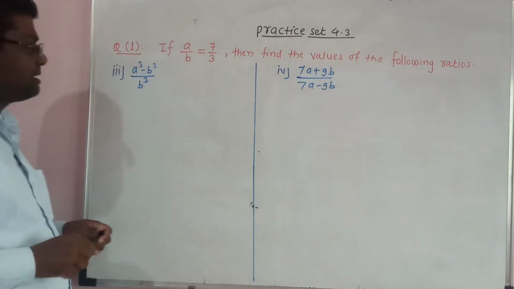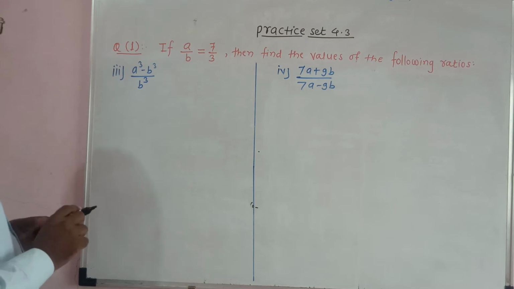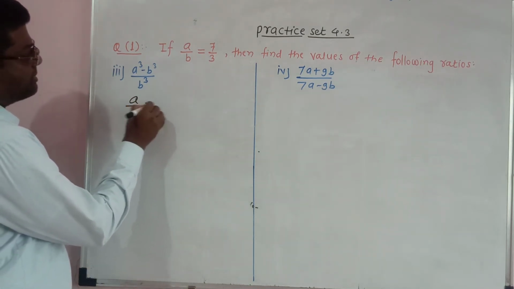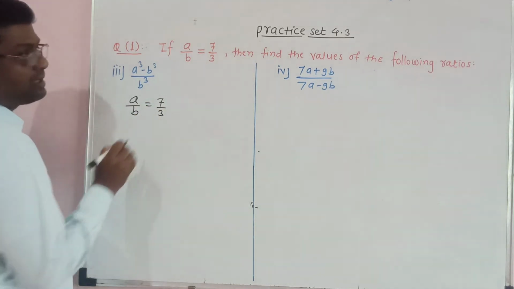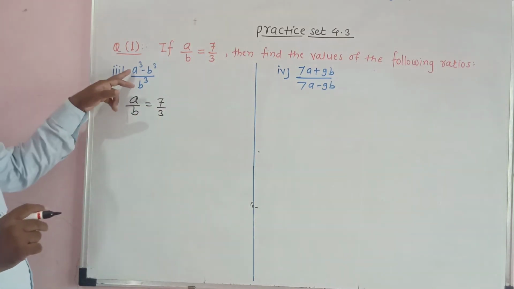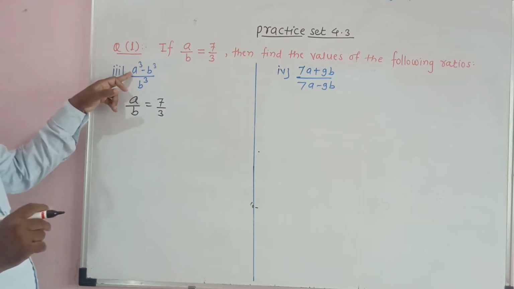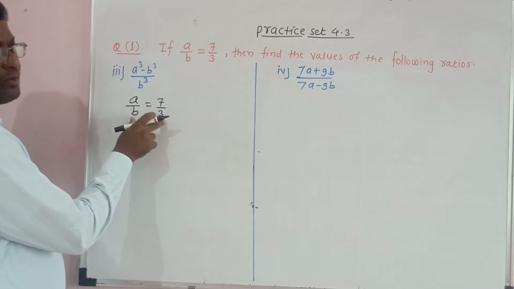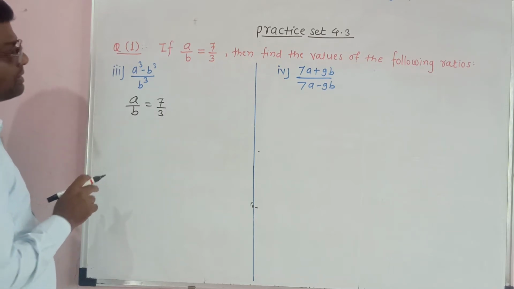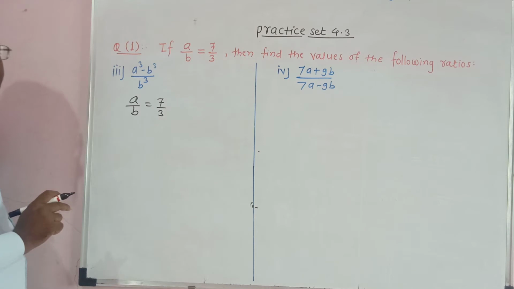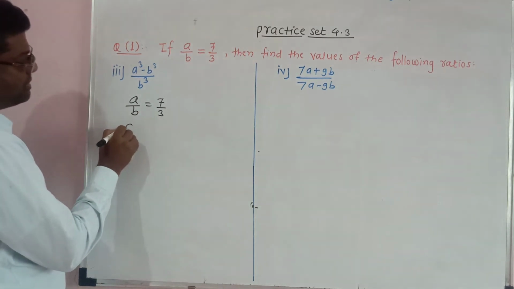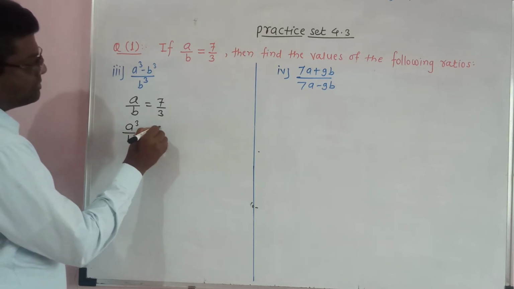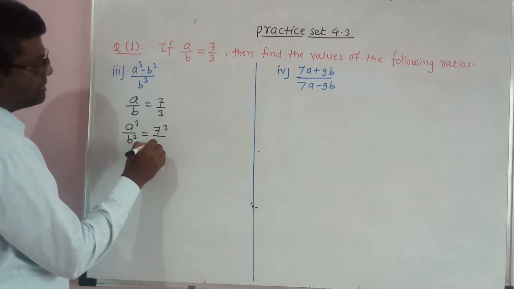Example number 3. A cube minus B cube upon B cube. Now here A upon B is equal to 7 upon 3. Now here in the example there is a cube of A and cube of B. Therefore we have to make cube of both the terms. So we write here A cube upon B cube is equal to 7 cube upon 3 cube.